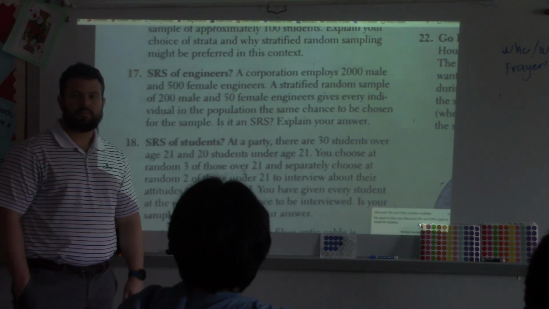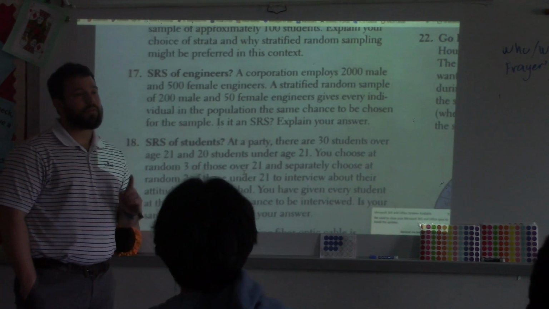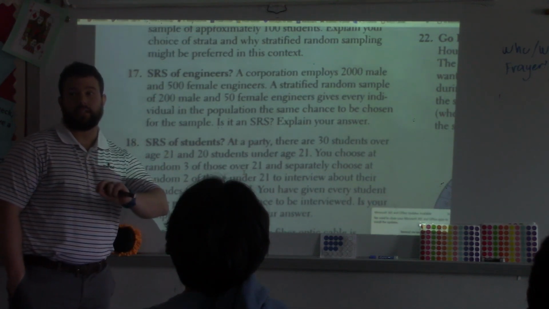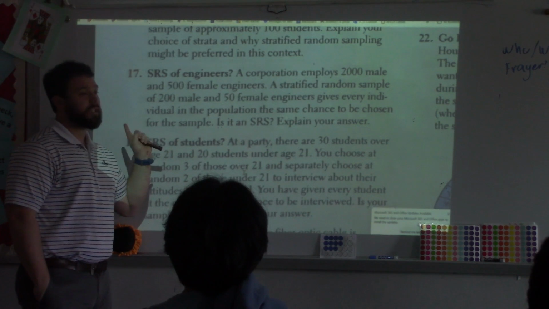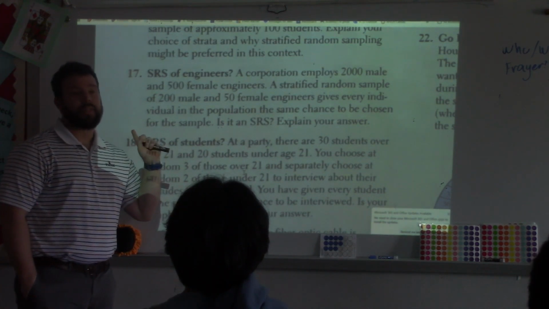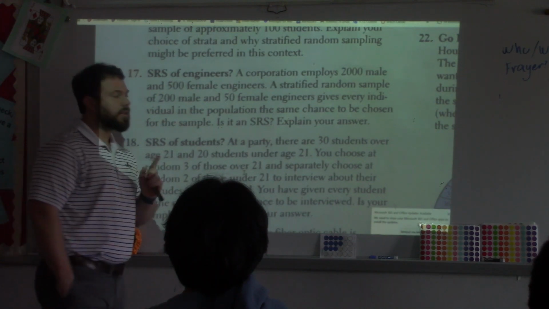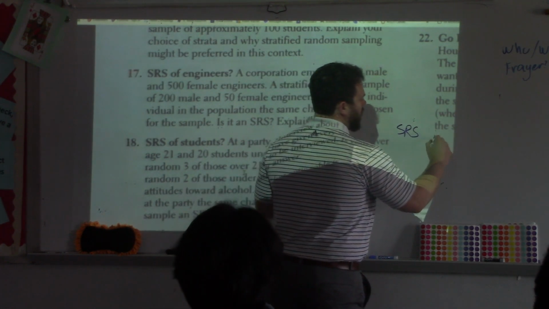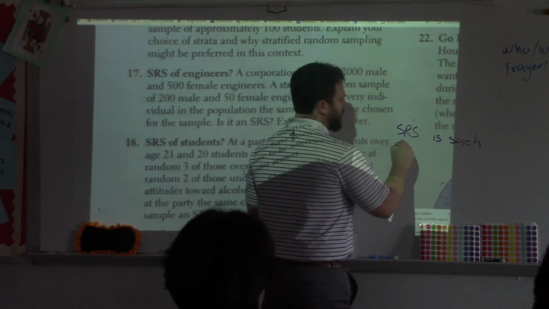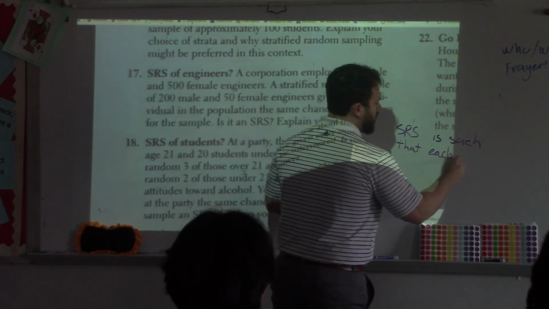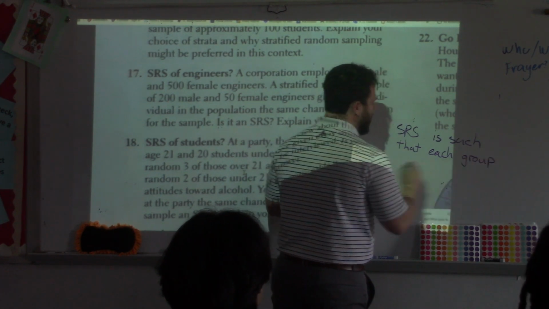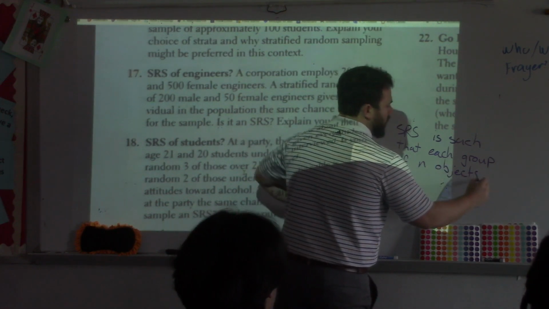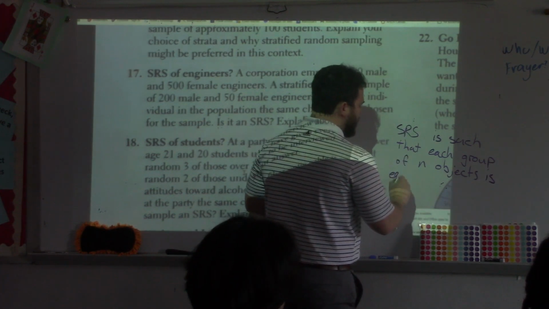Yeah, but you've separated it into different groups. Right. And so I will say this. It's a stratified sample, it's not a simple random sample, but here's a bigger issue, and I need to be clear on this. In this case, every person has an equal chance of being selected. But that's not what a simple random sample says. A simple random sample says each group of n objects, in this case people, is equally likely to be selected.